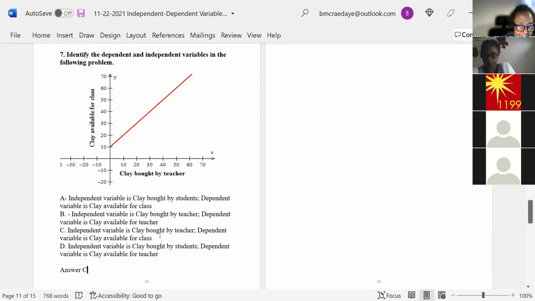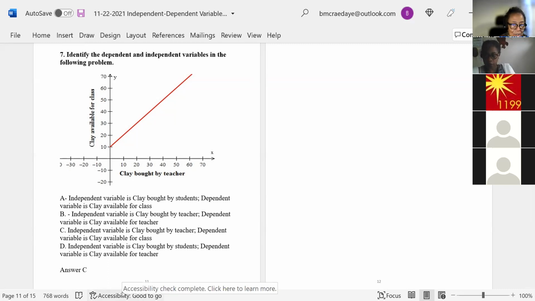Questions? Okay, the teacher bought the clay, Alva, and the clay available for the class is from the clay bought by the teacher. So you pick the choice that says the independent variable is clay bought by the teacher, that's input. The dependent variable, that's the output, is clay available for the class. Yes, dependent variable is the output, and here that's on the Y line. And the clay bought by the teacher is input, that's on the X line.